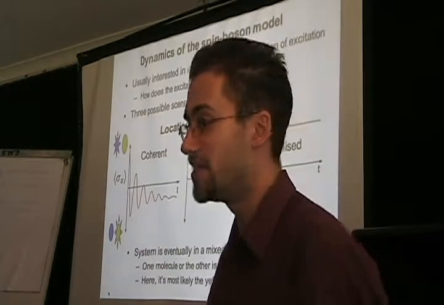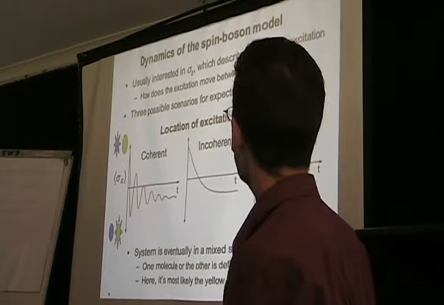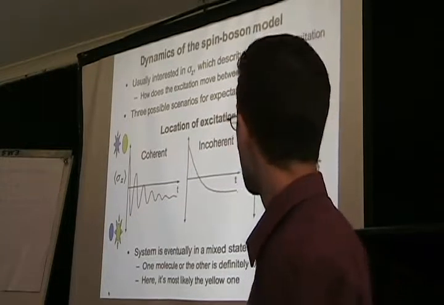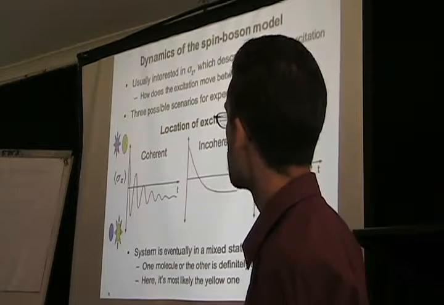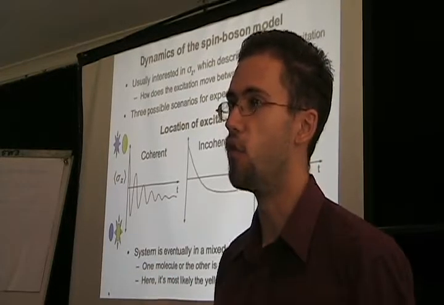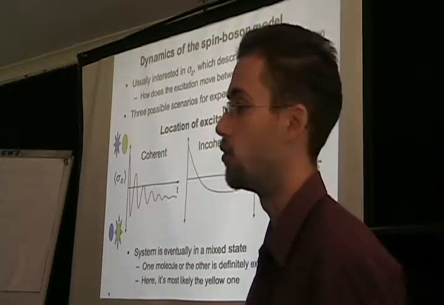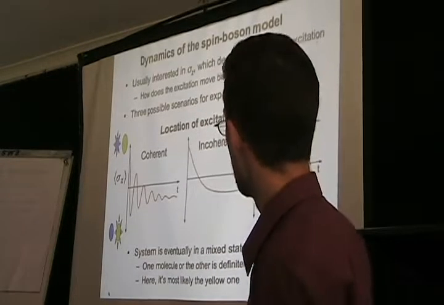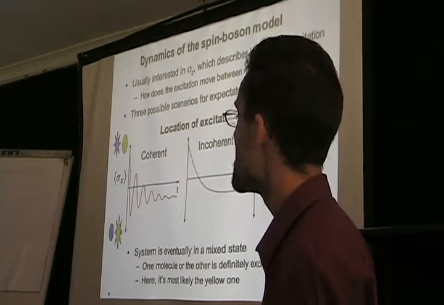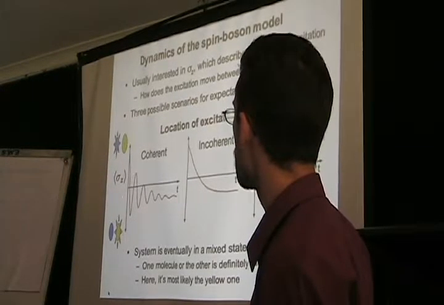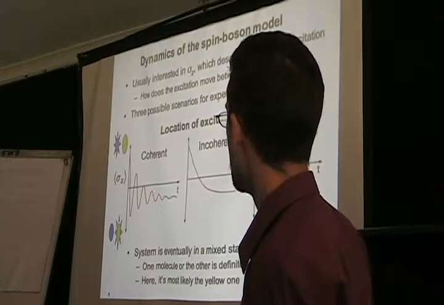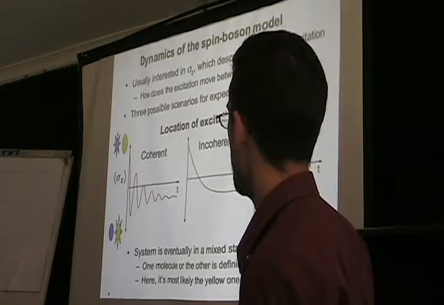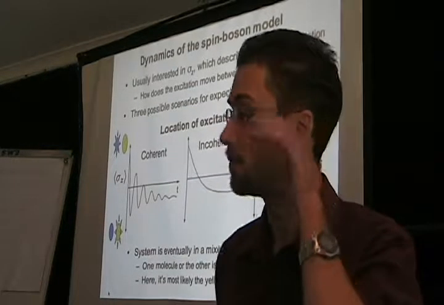So what we're particularly interested in, in this context, is the movement of the excitation between these two chromophores. If I excite one chromophore, how does that excitation travel to the nearby chromophore by this resonance energy transfer, dipole-dipole coupling? Well, the spin-boson model would say you've really got three choices. Either you could have coherent oscillations where the excitation moves across, moves back, moves across, moves back, and eventually stabilizes into either one or the other. In this case, it's more likely to end up on the yellow molecule with the lower energy.